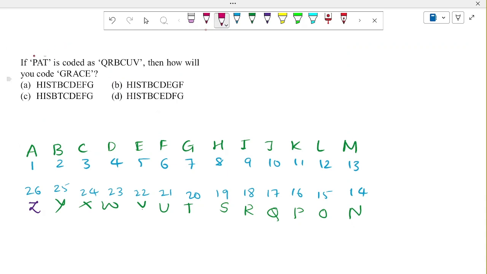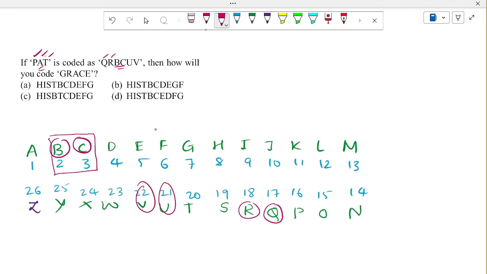You see, I got P A T. In place of P, they are writing Q and R, right? And then in place of A, they are writing B C. A, B, and C. So it is clearly two letters after the given letter. Then so T, U, V. That's why you need to find a similar word for this.